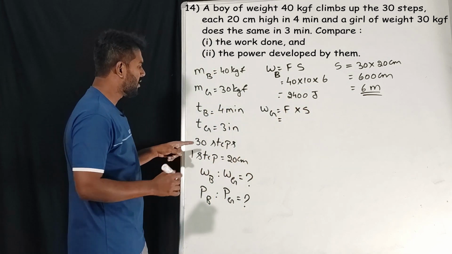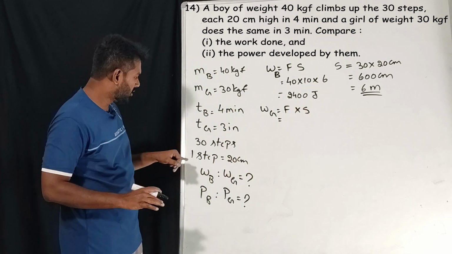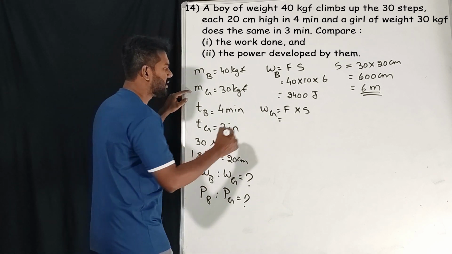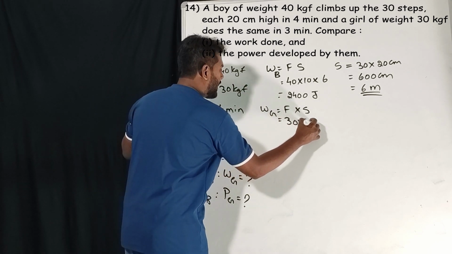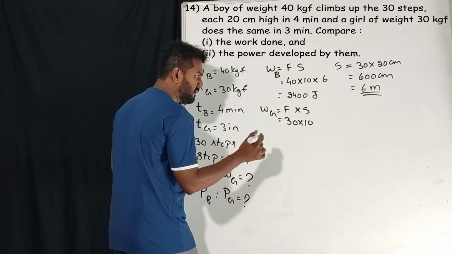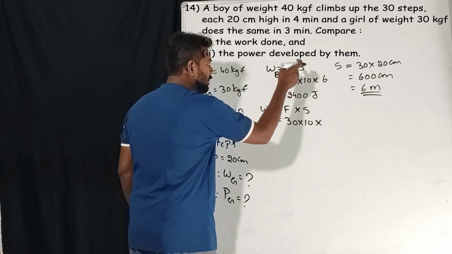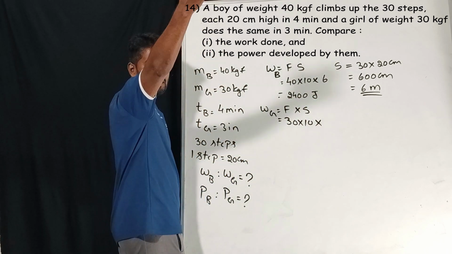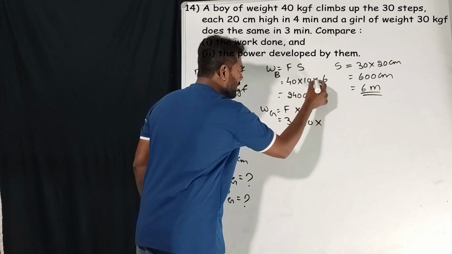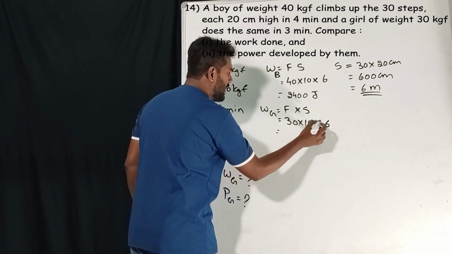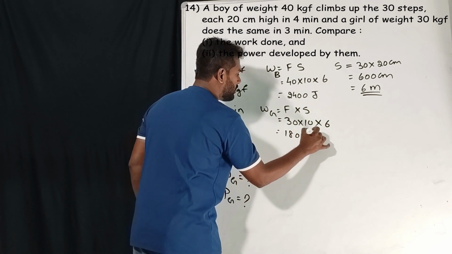F, what is F? Mass into acceleration due to gravity. Mass of the girl is 30 into 10. We will get the answer in terms of Newton. Then displacement for boy and girl, they are climbing 30 steps, right? So displacement will be same. Here also it is 6, 3 6s are 18, 00 joules.